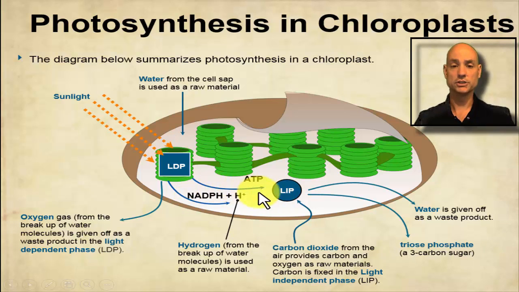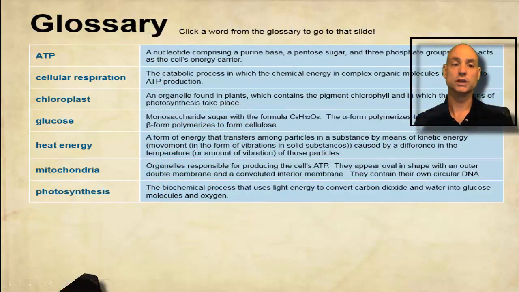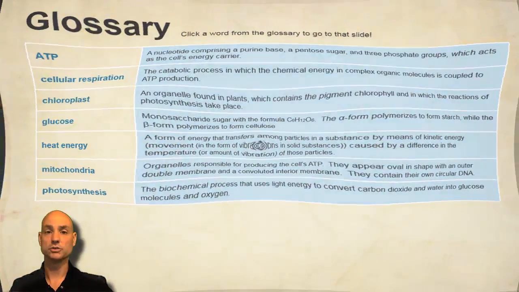So these things are sent off to the light independent reactions, or light independent photosynthesis, where it also picks up some carbon dioxide, we release some water, and we release a sugar. This is going to end up becoming glucose. Okay, there's a little bit of a glossary for you.